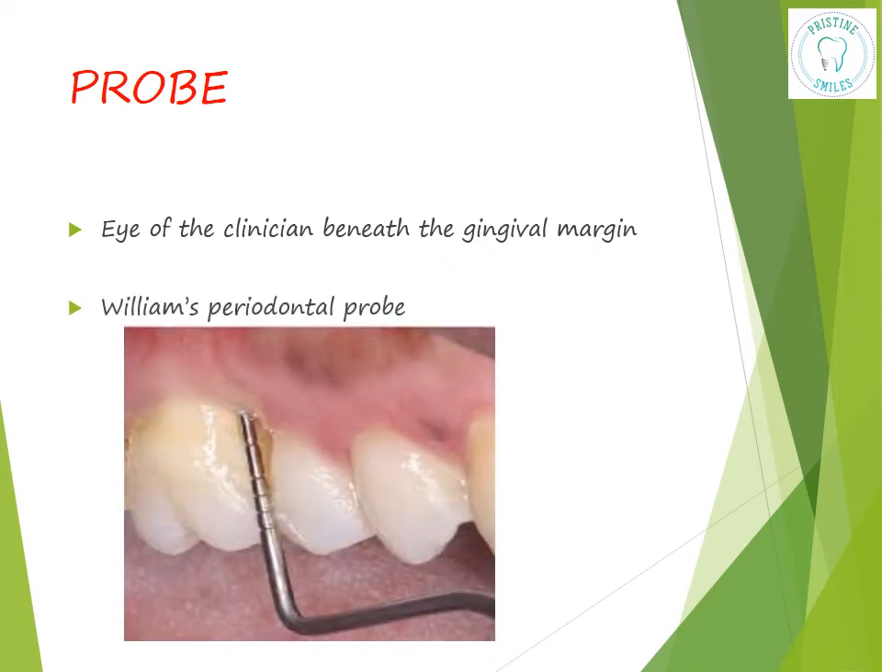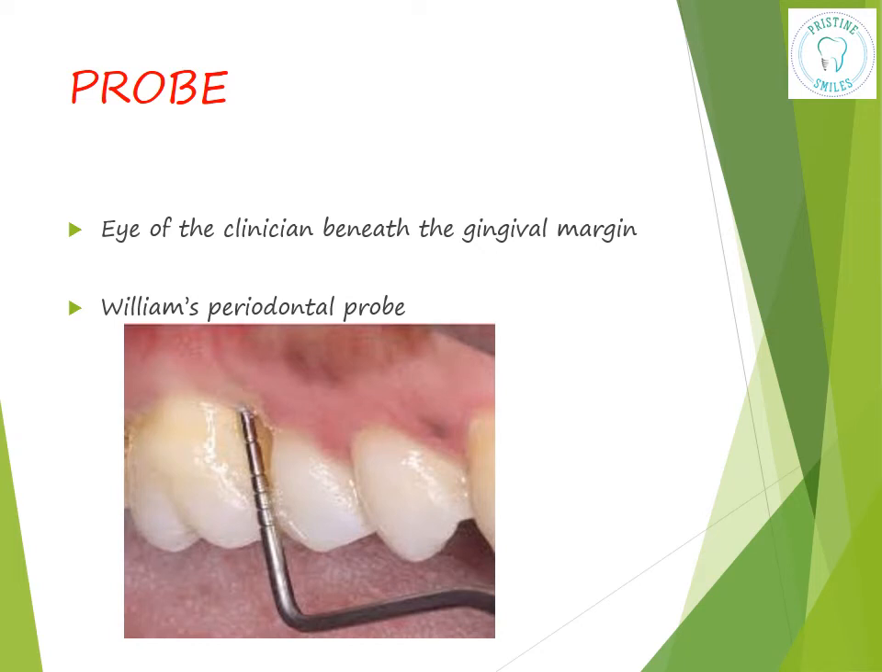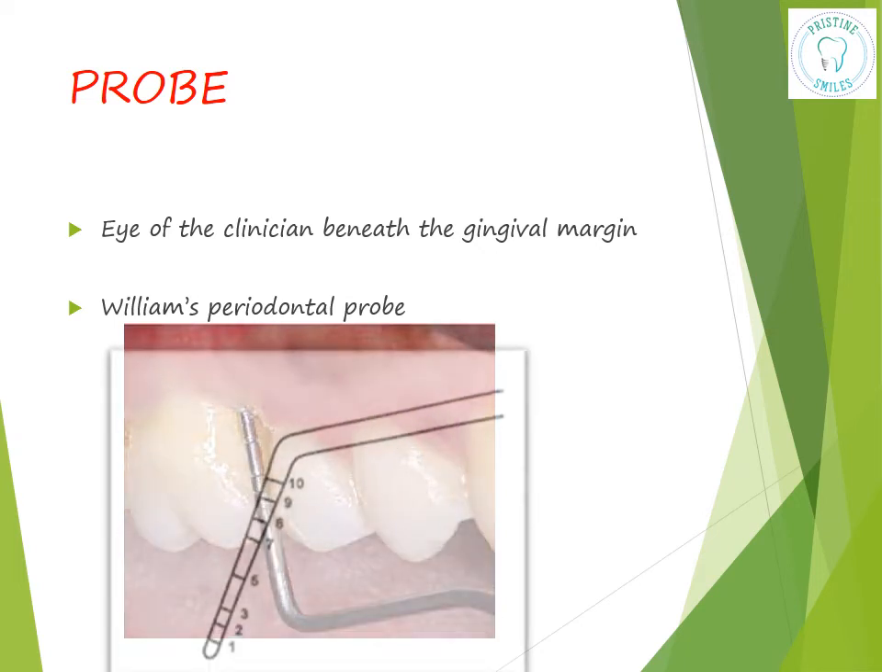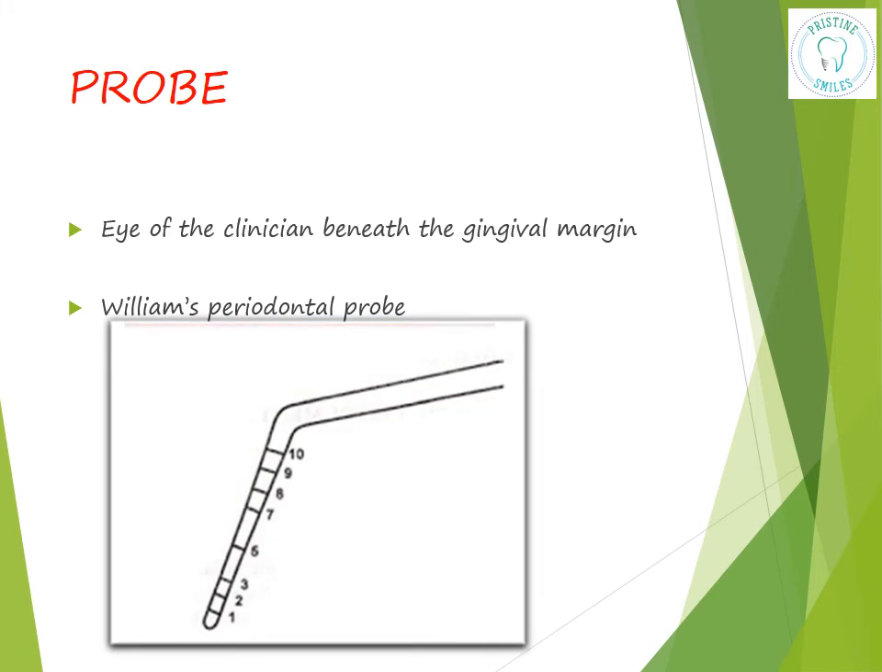Probe. The main function of a periodontal probe is to determine the health status of the periodontium. As per B.J. Orban, it is the eye of the clinician beneath the gingival margin. This one here is the Williams periodontal probe. It is the prototype from which subsequent probes were designed. It has markings at 1, 2, 3, 5, 7, 9 and 10. 4 and 6 are missing to avoid confusion.